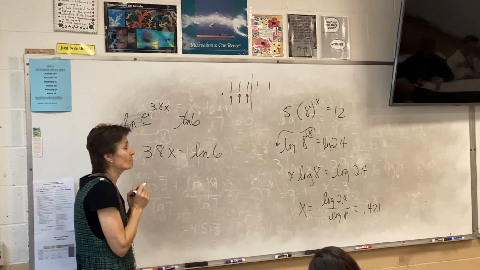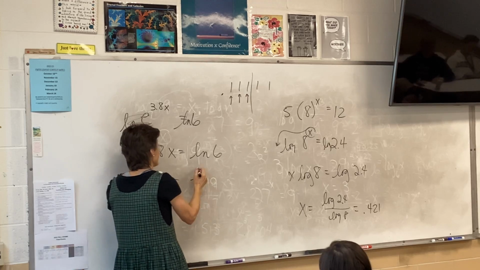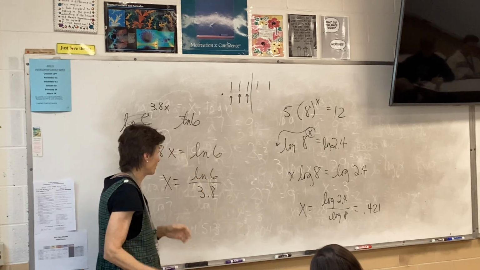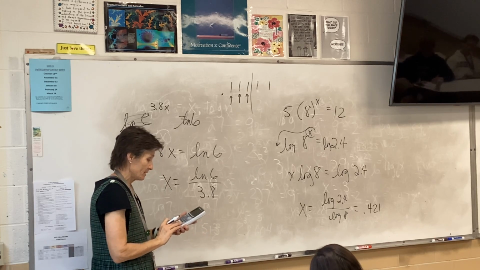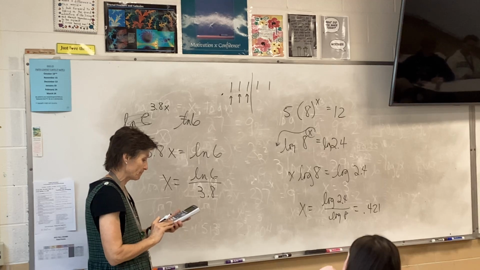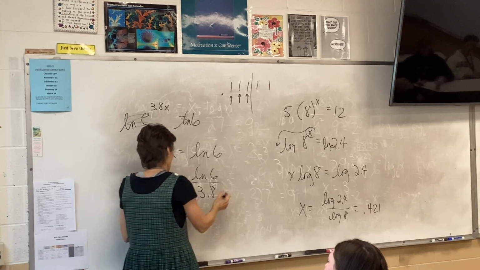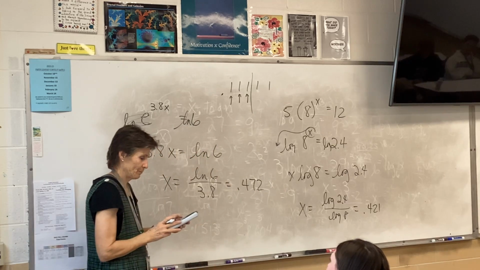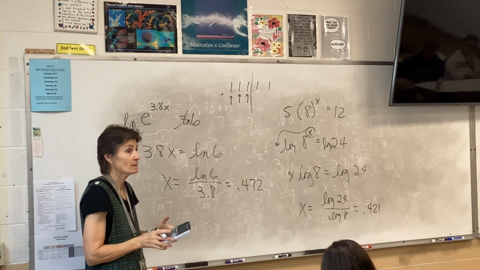And I have 3.8x equal to ln 6. Divide by 3.8. So x is gonna equal ln 6 over 3.8. Let's make sure we all type that in correctly. Don't forget to close your parentheses after the 6. I got 0.472. Anybody else?